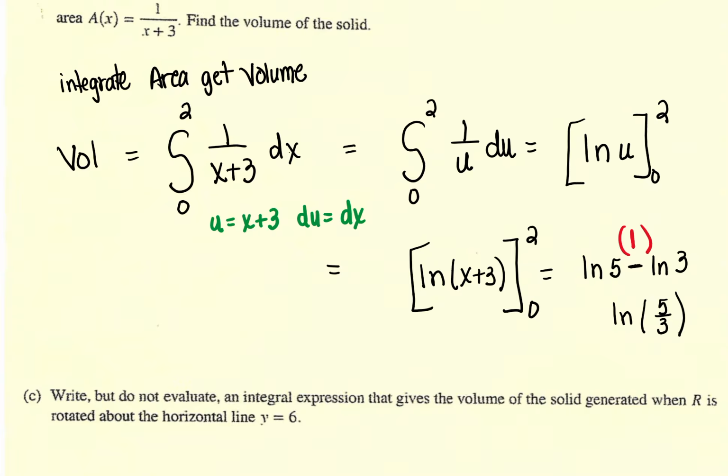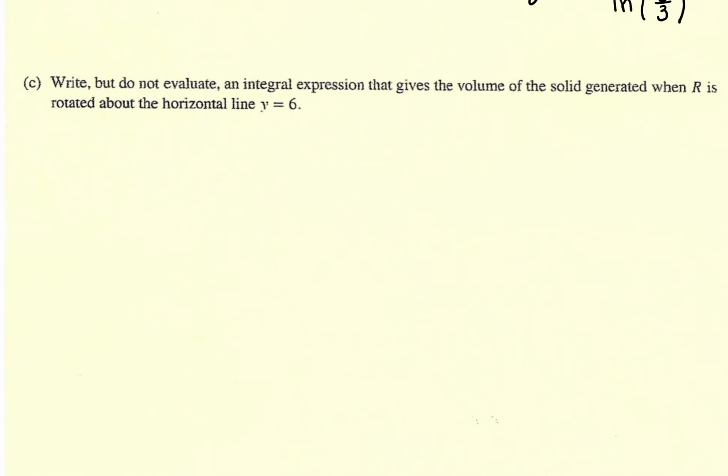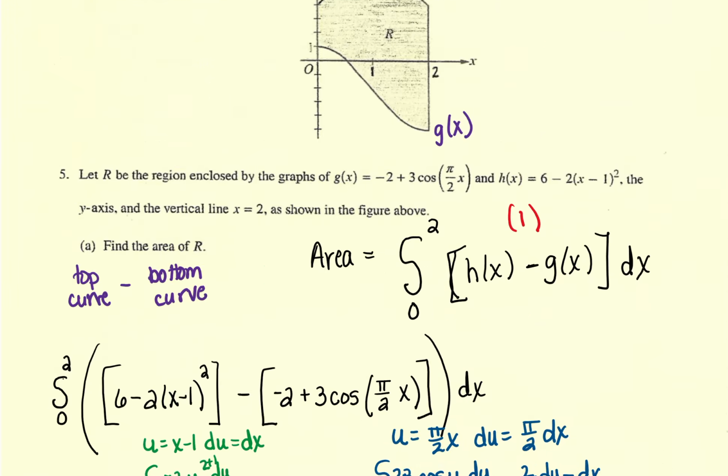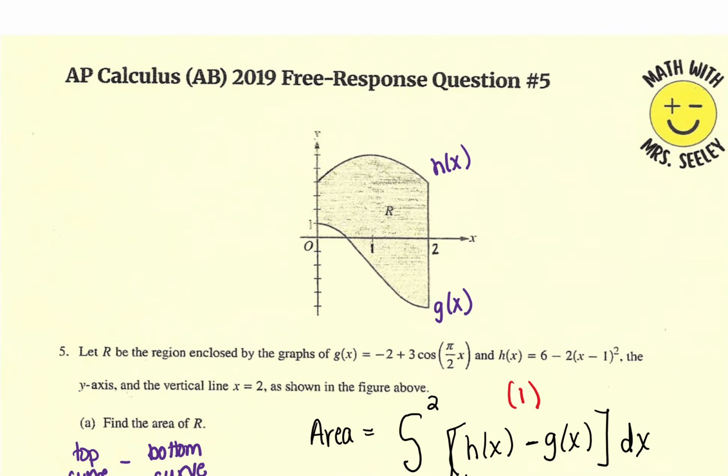Plus, you also get a point for knowing to set this up and integrate from 0 to 2 of the integral, or their area is 1 over x plus 3. Okay, the last one: write but do not evaluate an integral expression that gives the volume of the solid generated when it's rotated about the horizontal line y equals 6. Now we're also finding volume, but we're rotating. So let's go back up here and think about the line y is equal to 6.